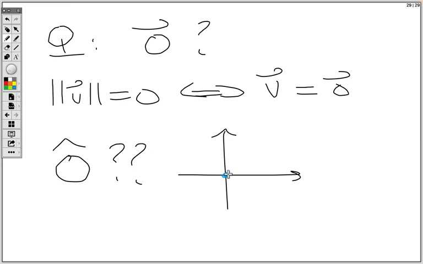So the 0 vector, remember, is represented by a point. You put that in standard position, you just get the origin. So the direction of the 0 vector is just plain undefined, because in a way, if you think about it, it could have all the directions. You follow?